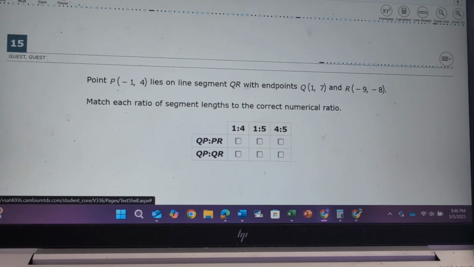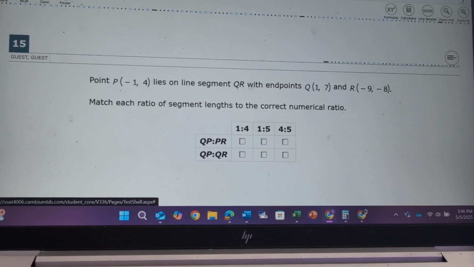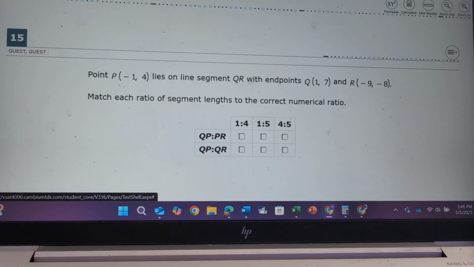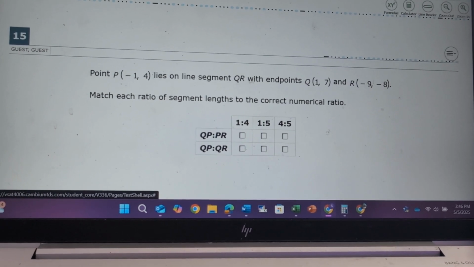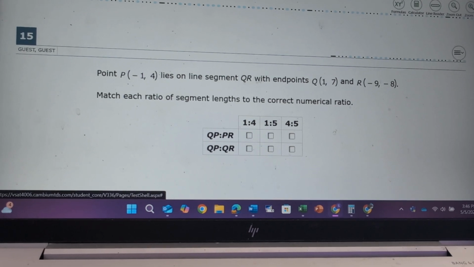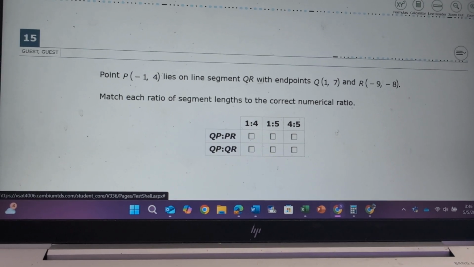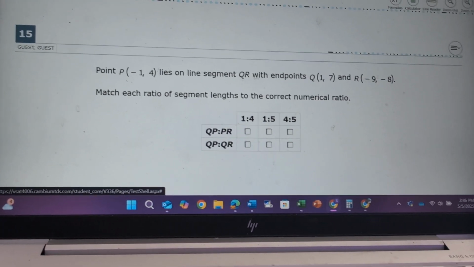Number 15, point P (-1, 4) lies on line segment QR with endpoints Q (1, 7) and R (-9, -8). Match each ratio of segment lengths to the correct numeric ratio.